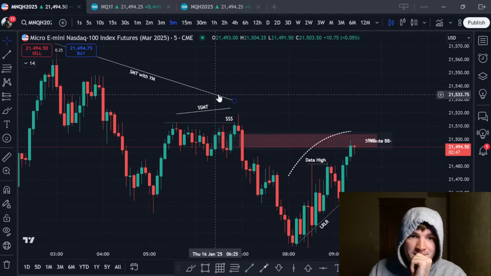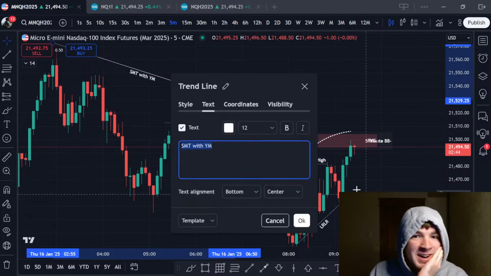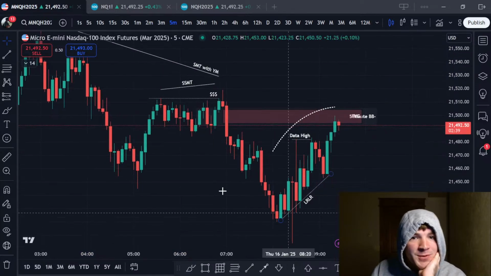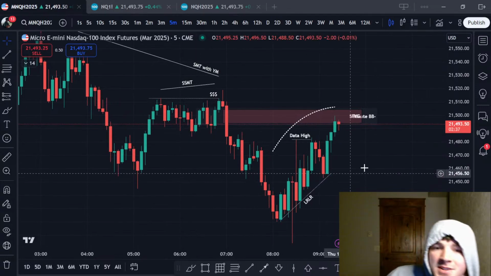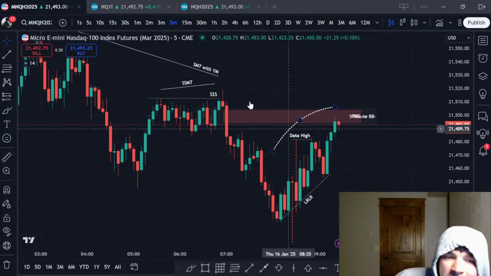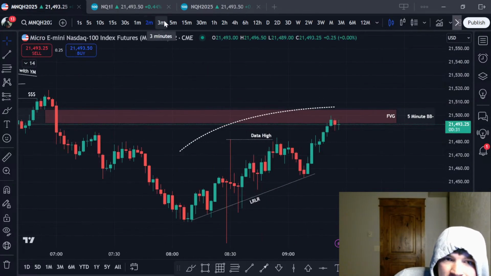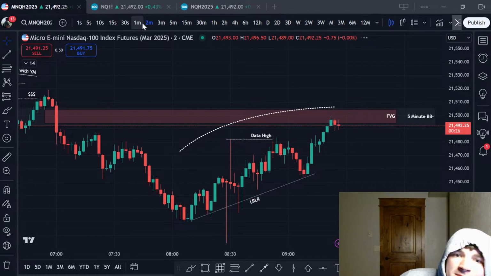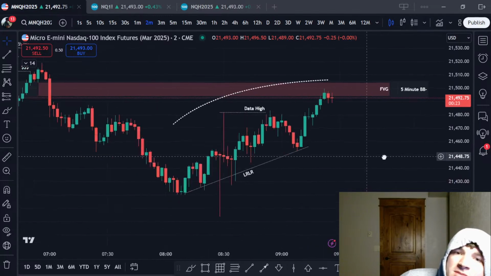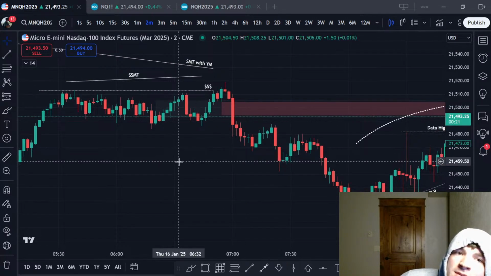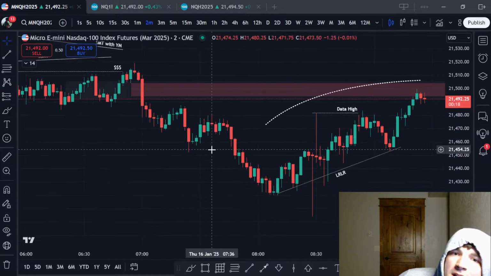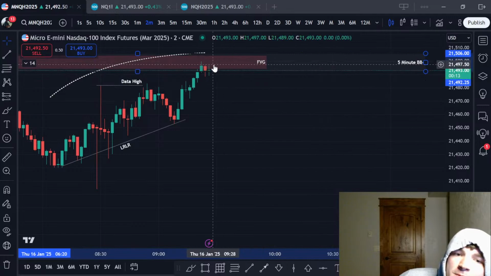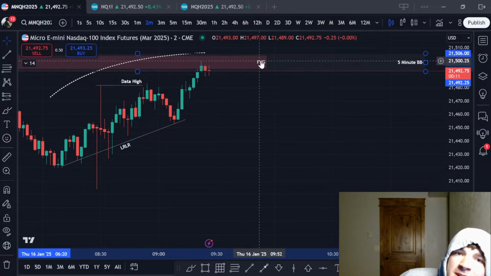Just please be smart, guys. Don't just copy me. What I'm waiting for though is I really do want to just be really careful and wait for a 5-minute CISD or maybe lower time frame, but I'm just gonna be extremely careful. That's really all I'm saying. So yeah, we have market open in 2 minutes.